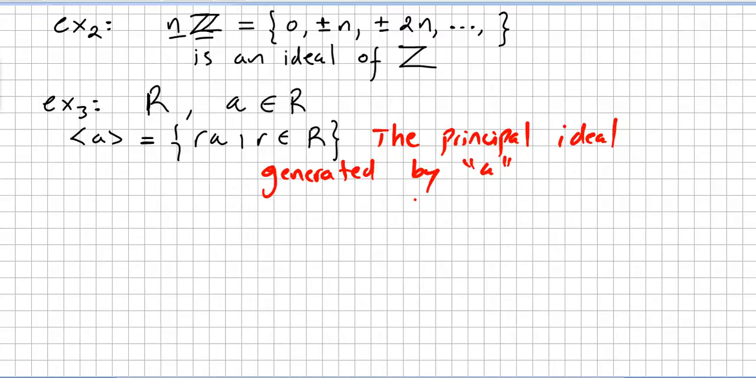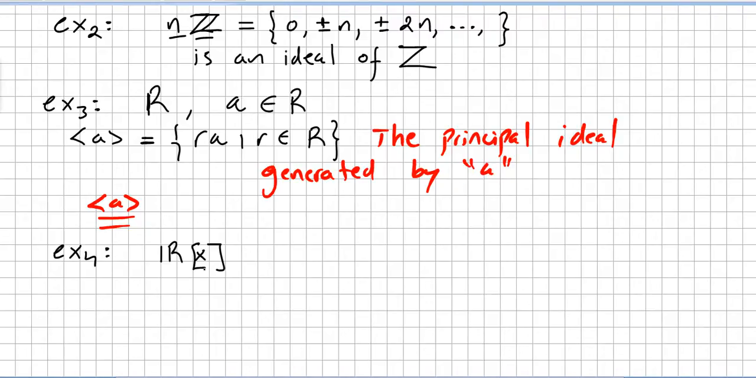Of course, this is the same notation as for a group, a cyclic subgroup generated by an element. It's the same notation, but here it means something different: the principal ideal generated by A. Of course, the context will show the difference.